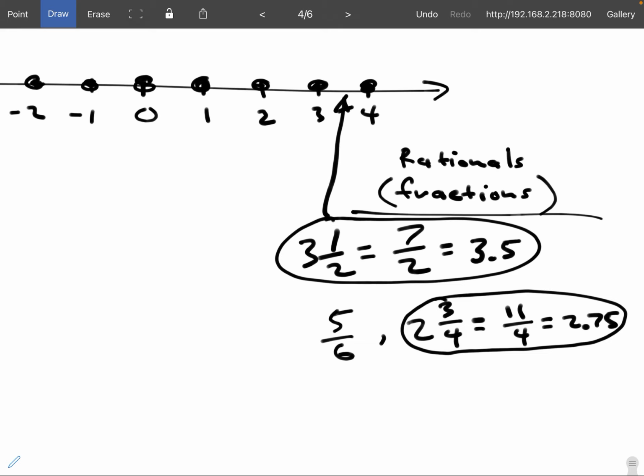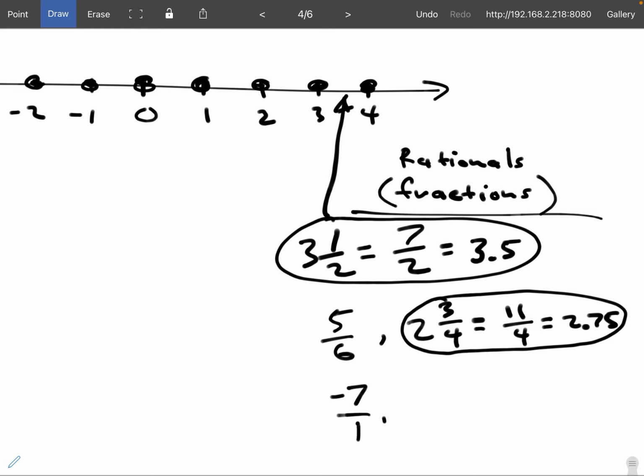Then you could have one like, how about just something like -7? Is that a fraction? How can you make that into a fraction? Yeah, just put a 1 under it, right? -7 over 1, that's a fraction.